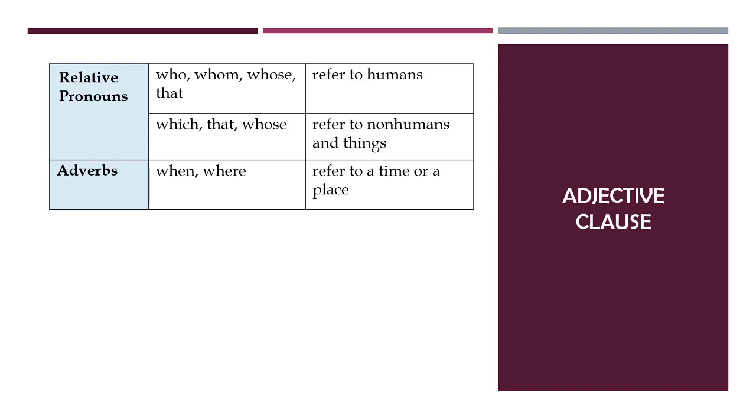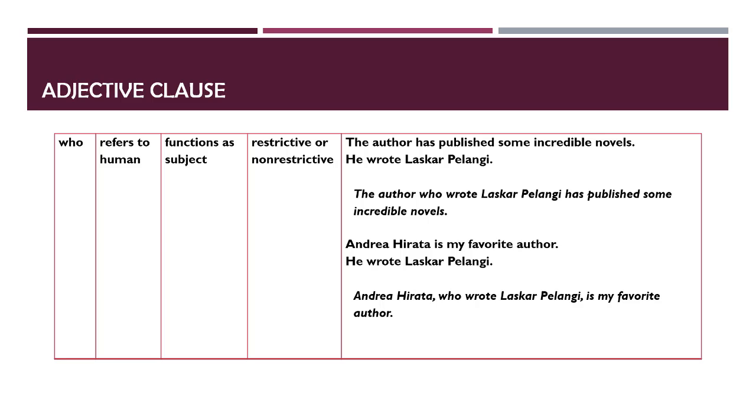Besides, there are some adverbs that are used to connect the antecedent, or the noun or pronoun that is described by the adjective clause. Those are when and where, which refer to a time for when and a place for where. Those relative pronouns and adverbs can be, in some cases, dropped, and in some other cases, cannot be dropped. Now I'm going to explain one by one, beginning from who.